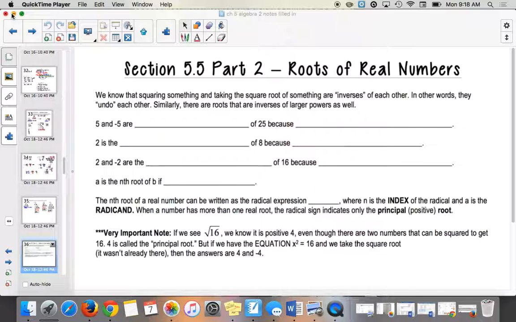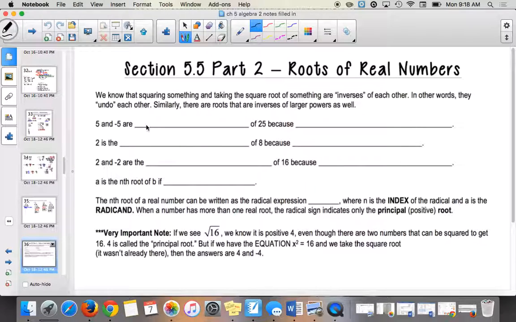All right, so it says we know that squaring something and taking the square root of something are inverses of each other. Kind of like multiplication and division undo each other. So similarly, there are roots that are inverses of larger powers as well. So 5 and negative 5 are the square roots of 25 because 5 squared is equal to 25 and negative 5 squared is equal to 25 as well.